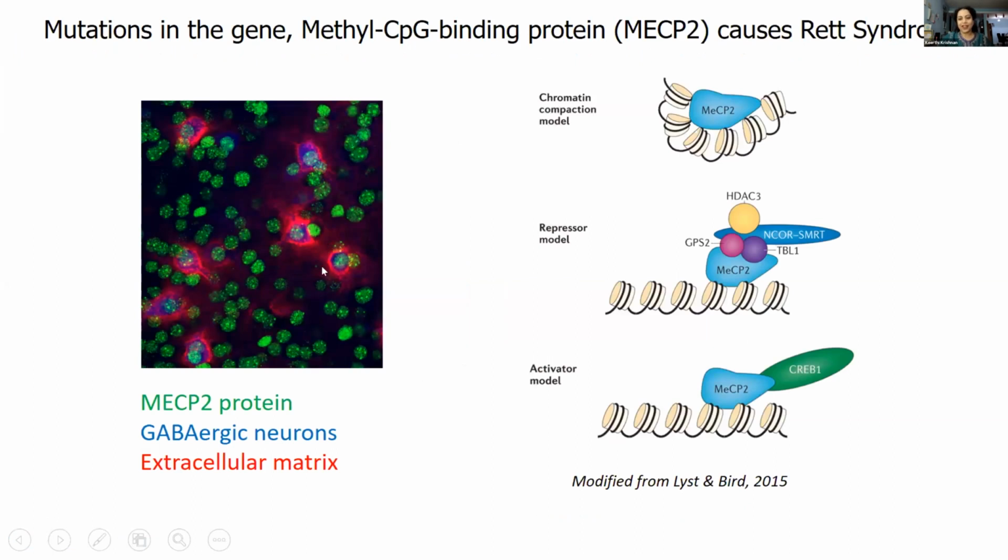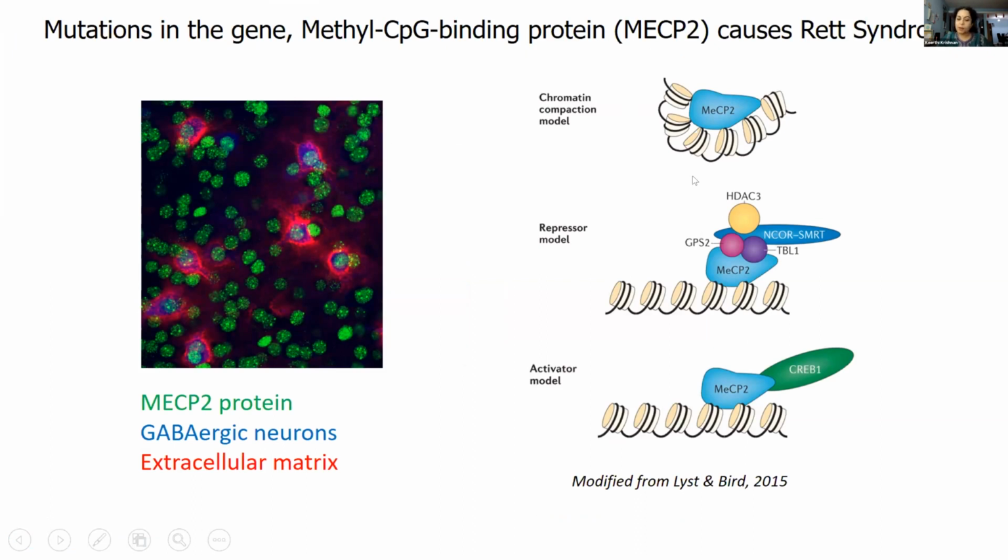Mutations in MECP2, an X-linked gene, cause Rett syndrome. It is predominantly found in the nucleus in this beautiful punctate pattern that you see here in green. It is found in most cell types, including our favorite, the parvalbumin-positive GABAergic neurons, shown here in blue, which are surrounded by these extracellular matrix structures called perineuronal nets, shown here in red. Ms. Dana Leo, our next speaker, will be talking about these structures next.